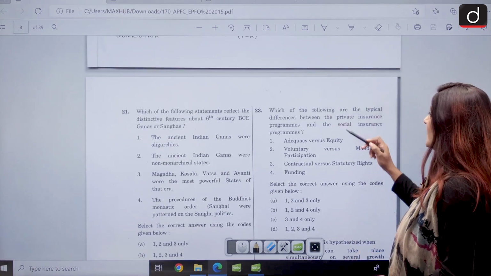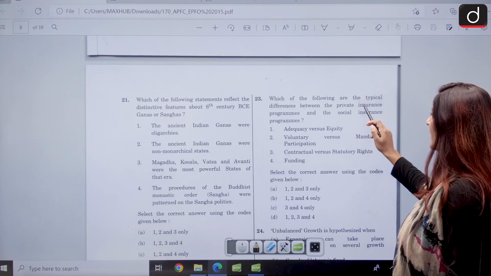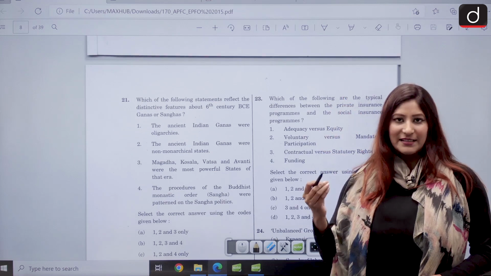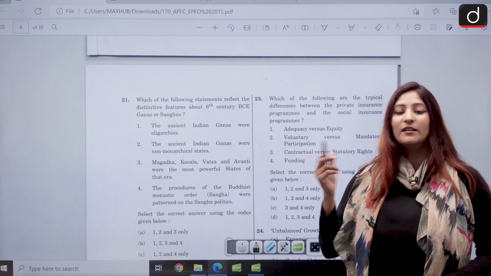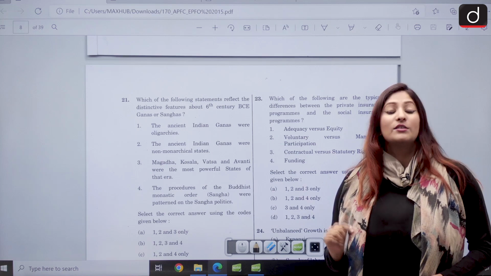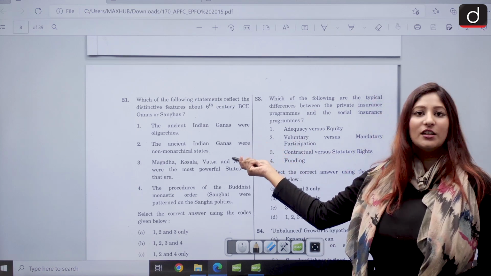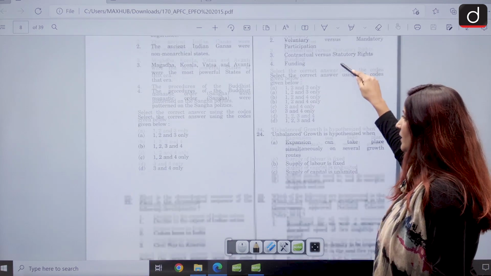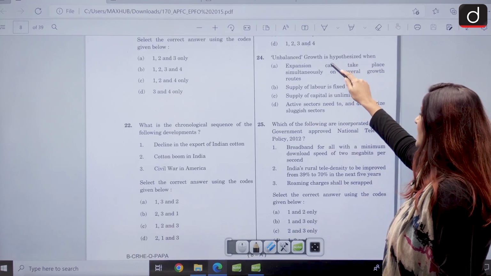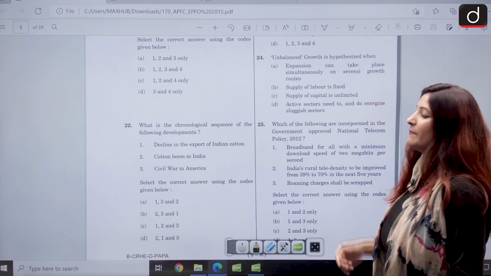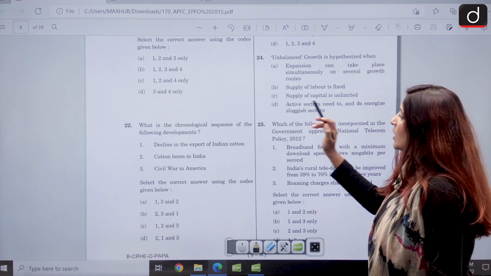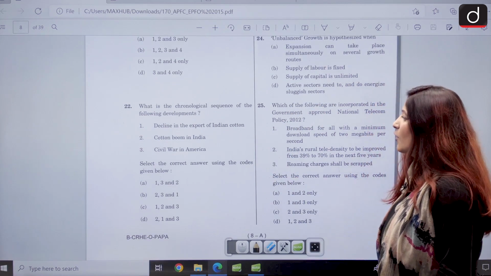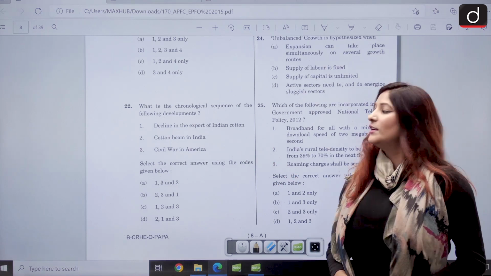Then here it is. Which of the following are the typical difference between private insurance program and social insurance program? So important facts have been given and non-fact as well. You have to select the correct answer here. So you see that was from ancient India and this is from economics or social security in India. Then unbalanced growth is hypothesized when? Options have been given. This belongs to economics. What is the chronological sequence of following developments? Decline in the export of India cotton, cotton boom in India, civil war in America.